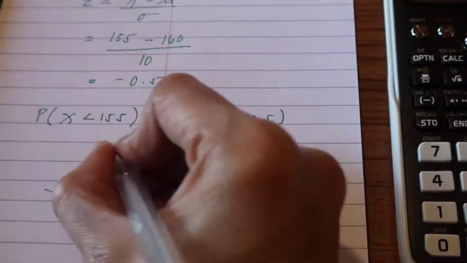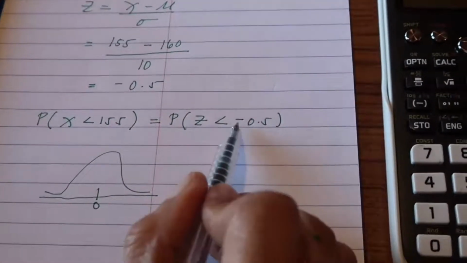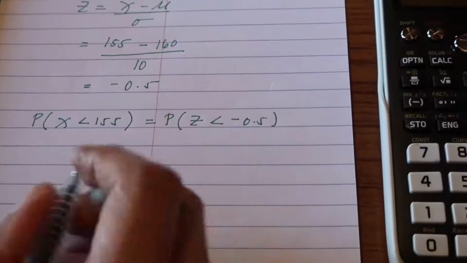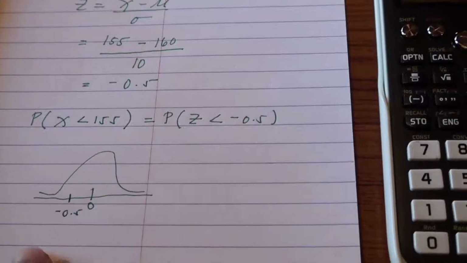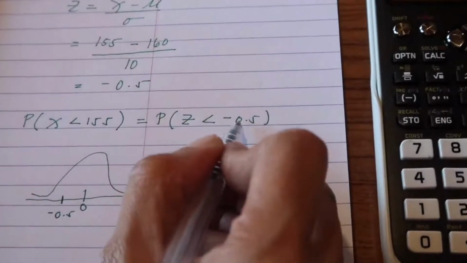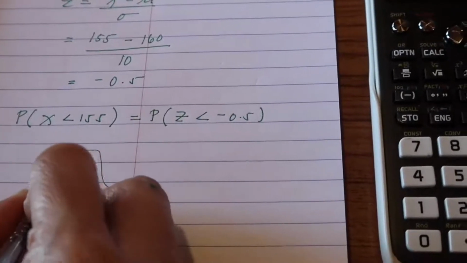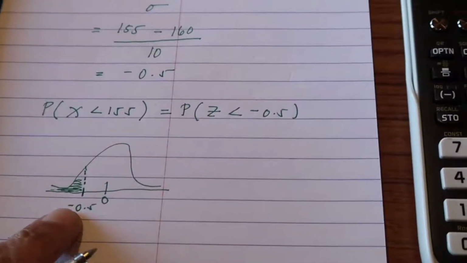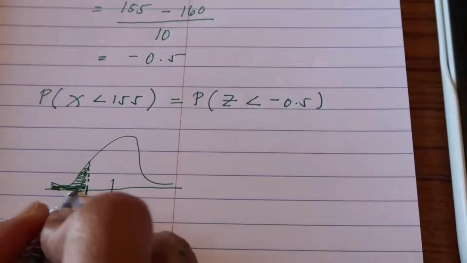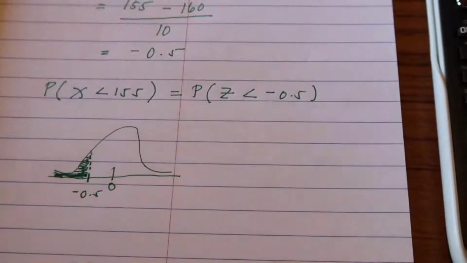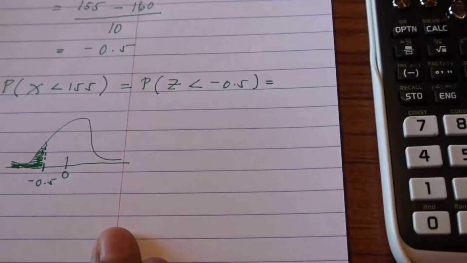So draw a normal curve, the middle is 0. Where is negative 0.5? So this is your negative 0.5, and we want less than. If you have noticed, the shaded portion is located to the left. So what would be the area?